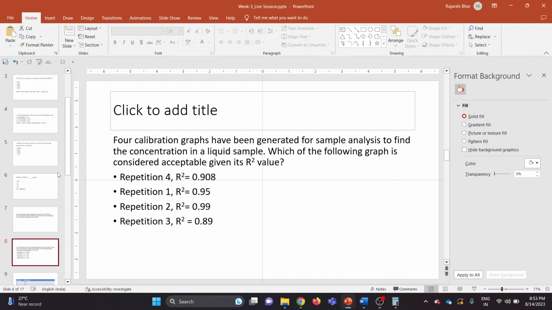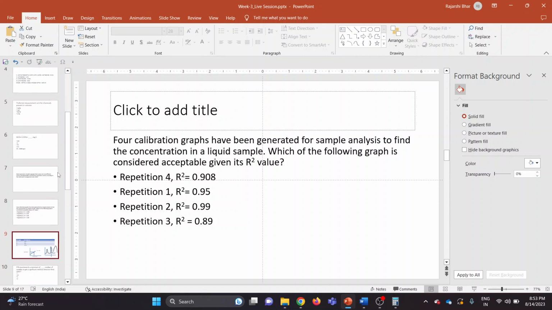Then the next question was: 4 calibration graphs were provided, and you have to choose the one which has an acceptable R-square value. Basically, the higher the R-square value, the better the acceptance of a graph. Now, what is the R-square value, and where is this concept coming from?